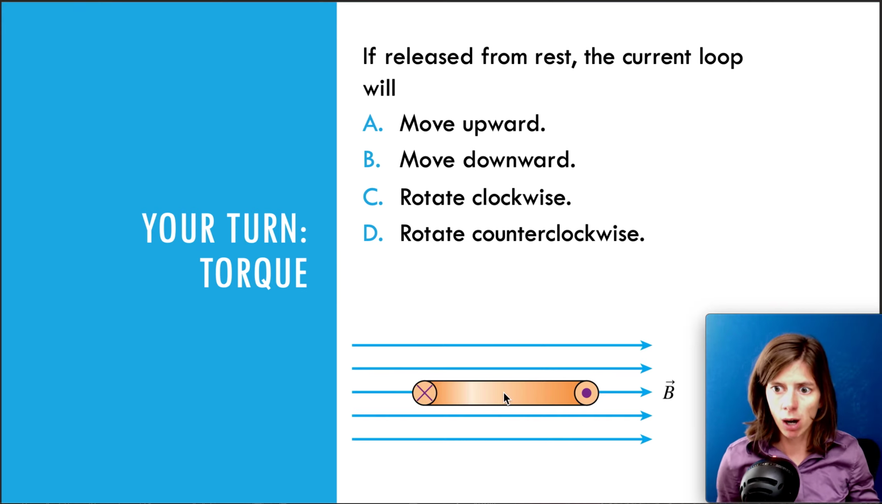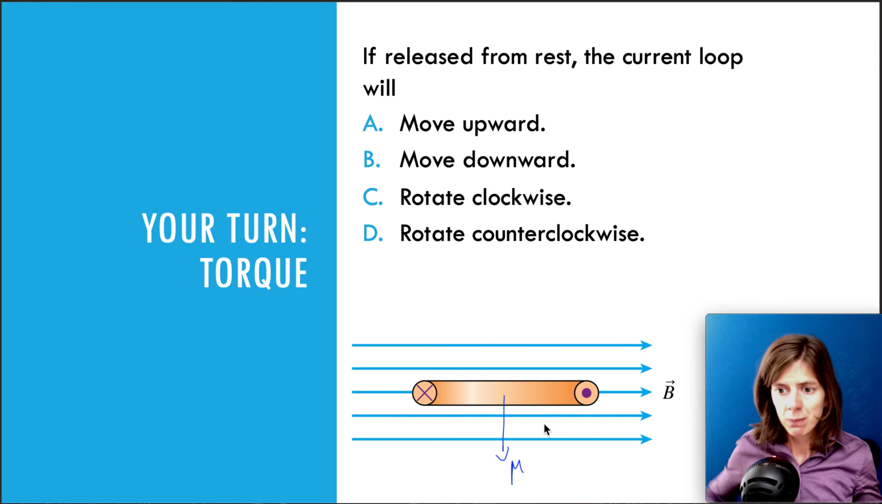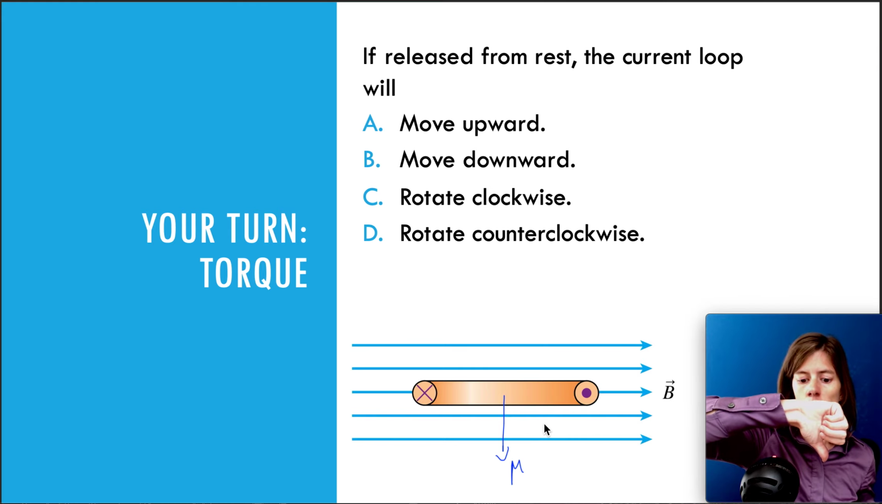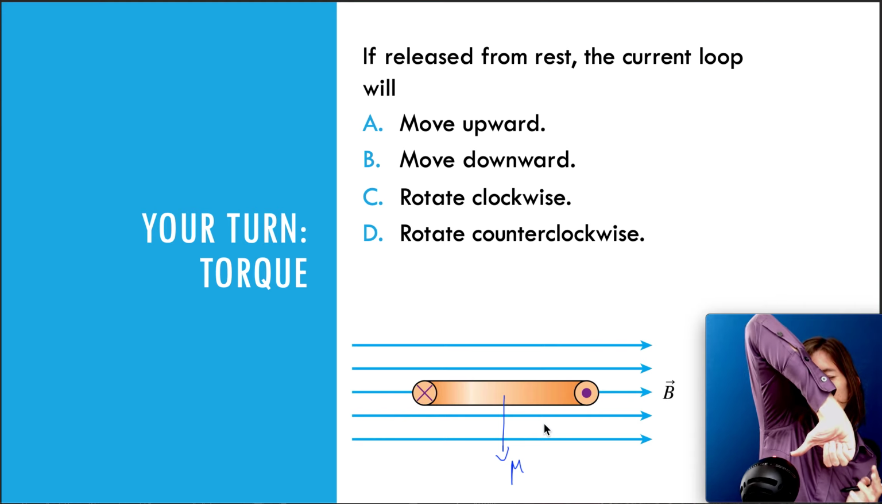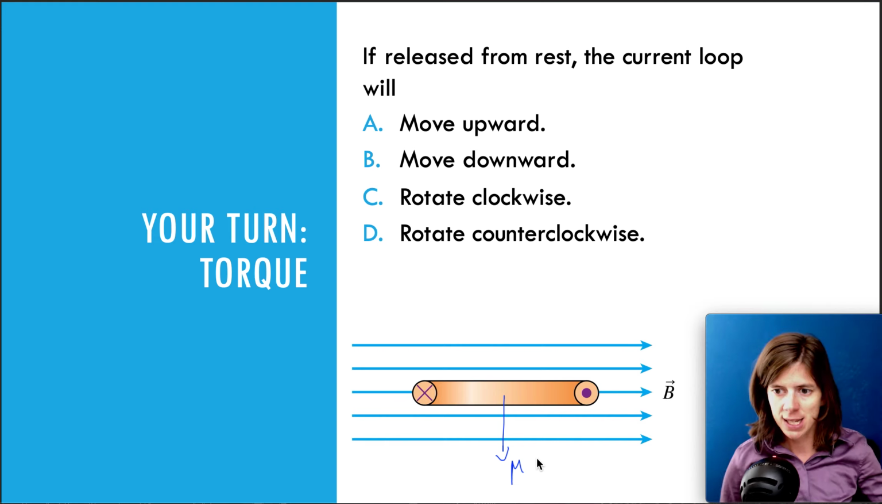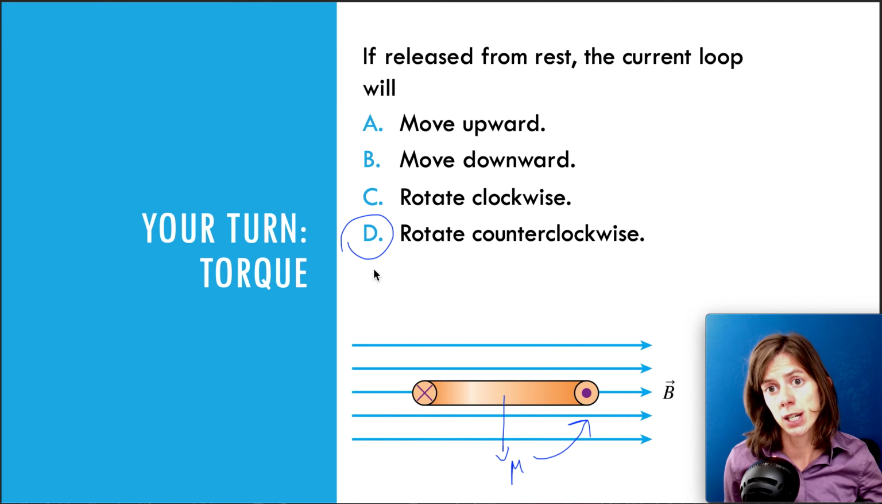So go ahead and draw the magnetic moment going straight down. And now we know that the magnetic moment wants to line up with the magnetic field. So the magnetic moment is going down. It wants to rotate all the way to the right. I can't rotate all the way, but it wants to rotate this way, all the way to the right. So that's going to be a counterclockwise rotation.